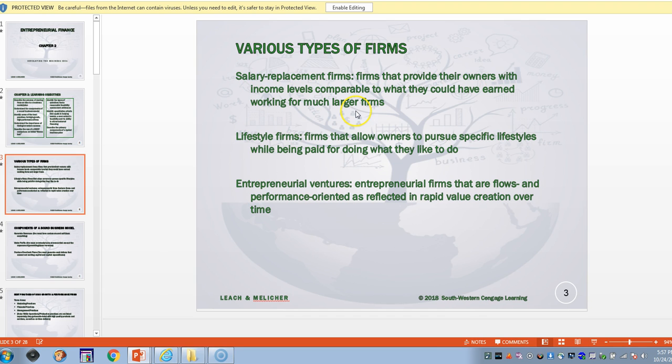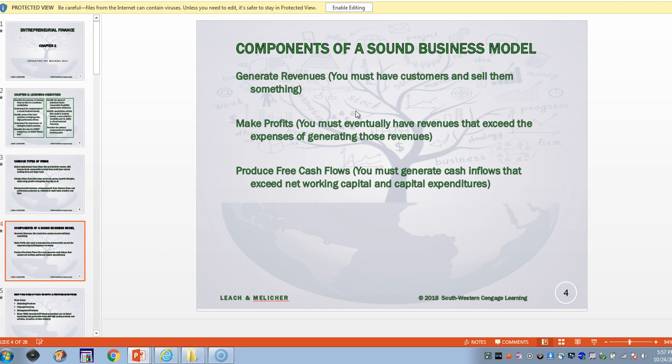So I would go over this carefully. And what makes a good business model? You want to generate revenues. You've got to have customers, and you've got to make profits.